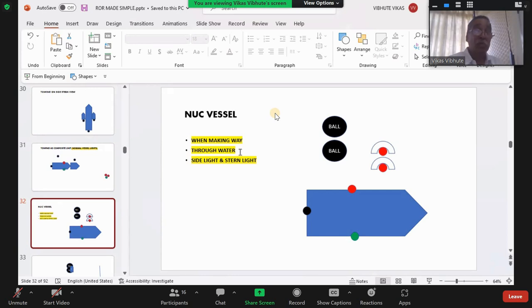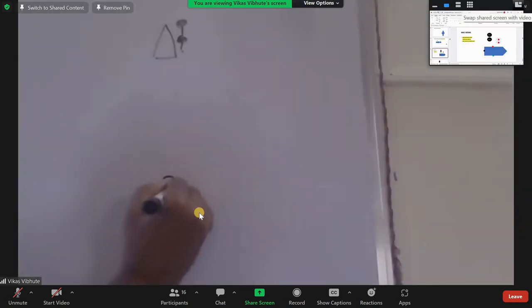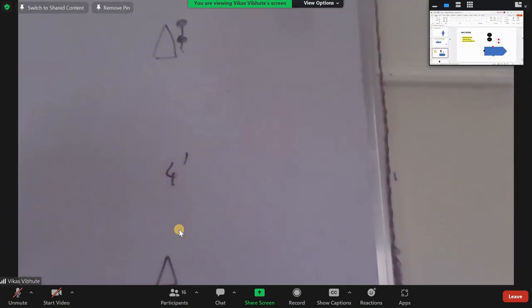Now, let me tell you, today I also showed one vessel. Daytime, vessel carrying two black balls. Right, she is right ahead of you. 4 miles. What action required?